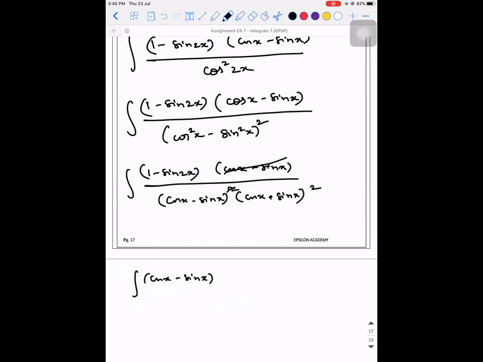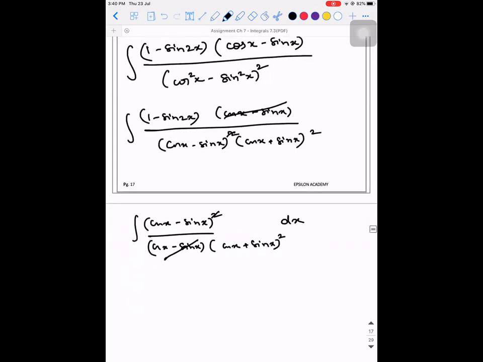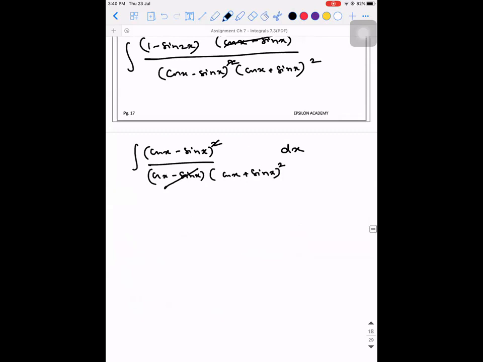Cos x minus sin x the whole square divided by, you already have cos x minus sin x and you have cos x plus sin x the whole square, right? So you want to cancel this and this. Am I right? This is what you try to do, no? Yes, sir.